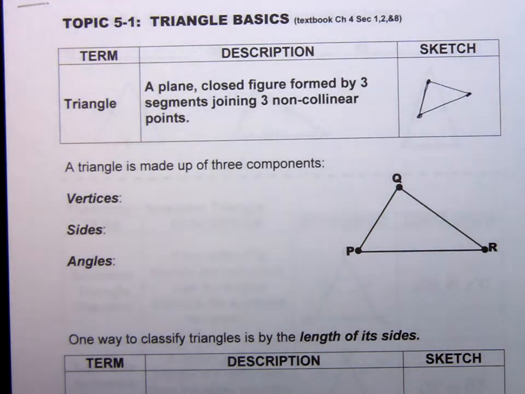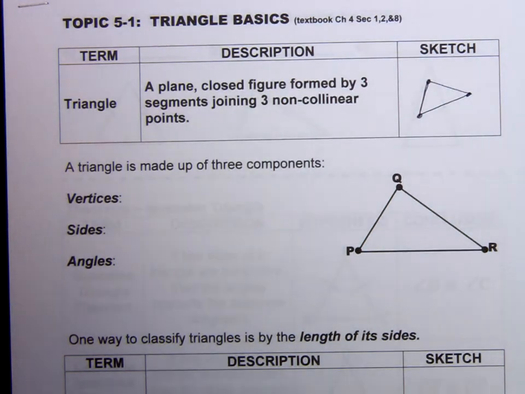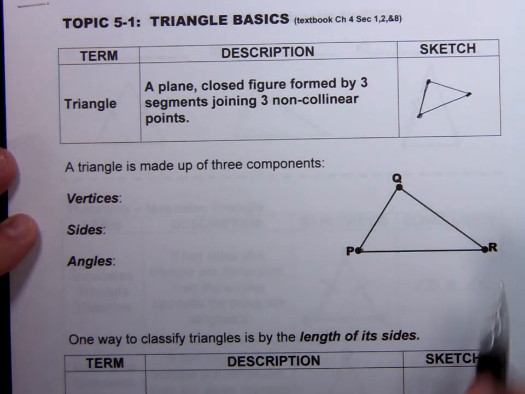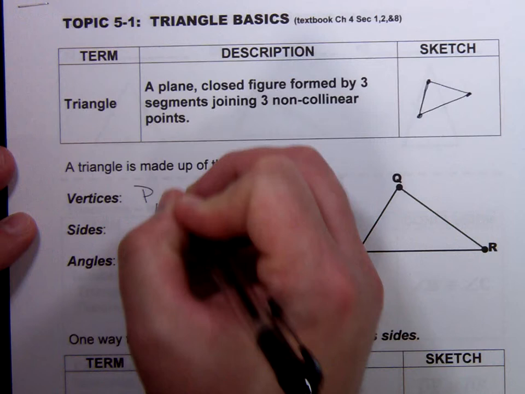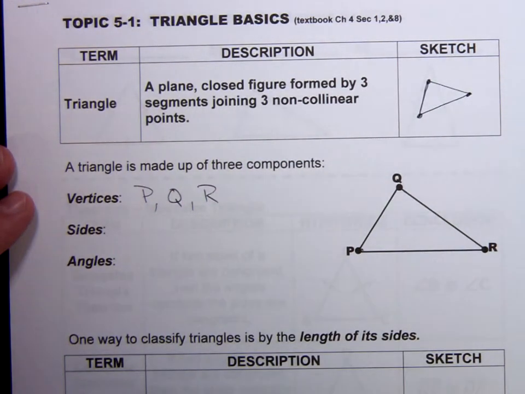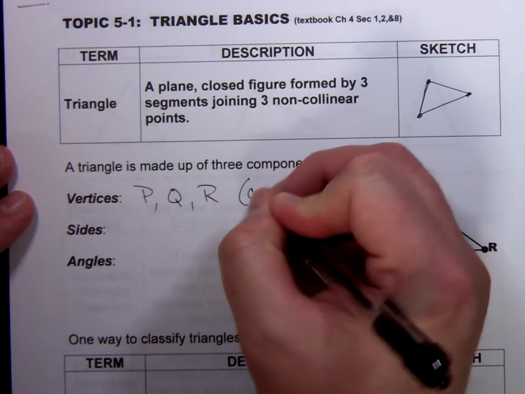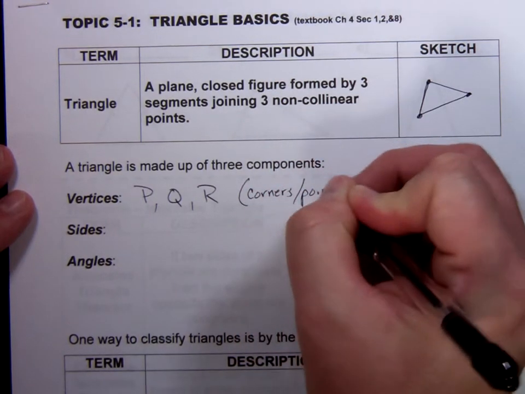A triangle is made up of three components: vertices, sides, and angles. The vertices are kind of like the corners. They're the points at each corner there. So the vertices in this particular example would be P, Q, and R. Those are the three vertices in this situation. And again, those are the corners or the points.